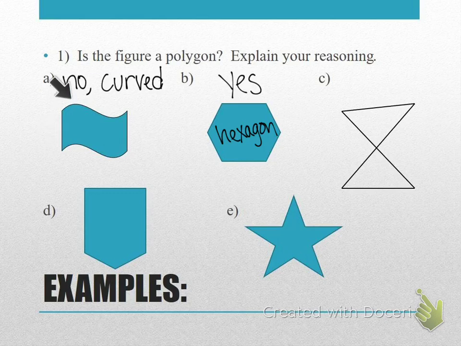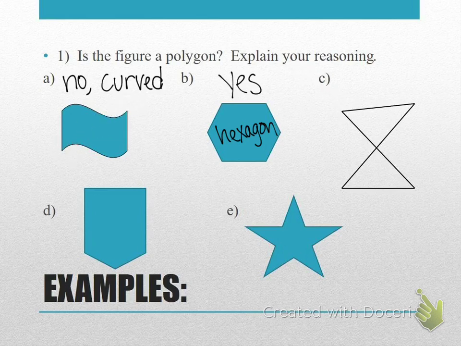On letter A, we wouldn't give it a polygon name because we said it was not a polygon. So on quizzes, tests, homework, things like that, a lot of them will have you name them if they are polygons. So if they're not, you wouldn't give it a name.